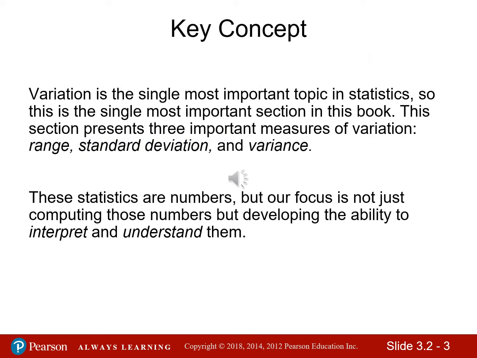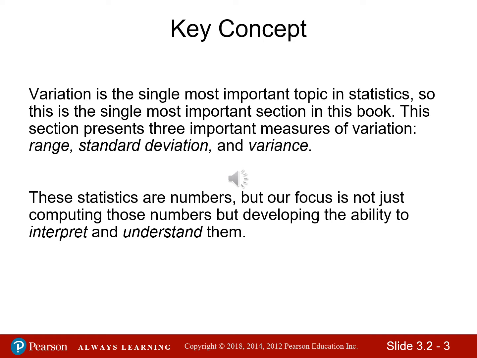Variation is the single most important topic in statistics. So this is the single most important section in this book. This section presents three important measures of variation, including the range, the standard deviation, and the variance. These statistics are numbers, but our focus is not just on computing those numbers, but developing the ability to interpret and understand them.